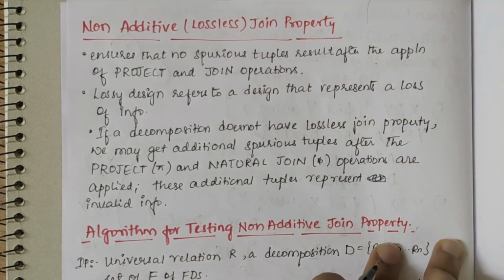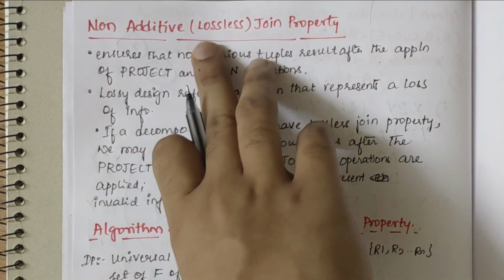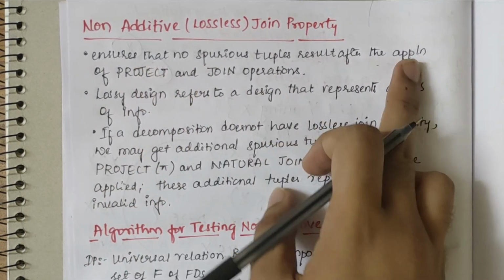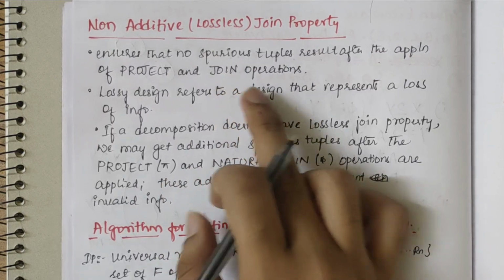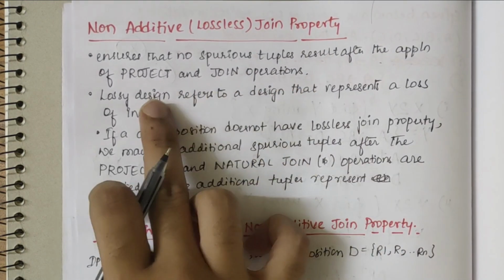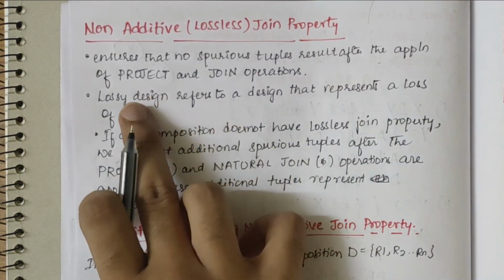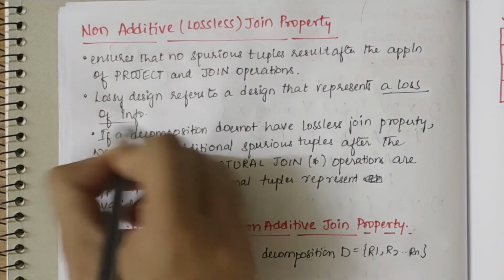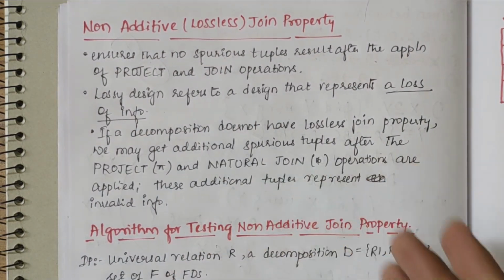So the last topic in the fourth module is the non-additive or lossless join property. It ensures that no spurious tuples result after the application of project or join operations. These are algebraic operations, a relational algebra topic, so I'll explain it in that particular module. Lossy design refers to a design where information is lost.